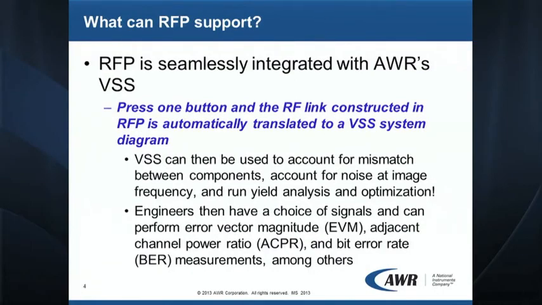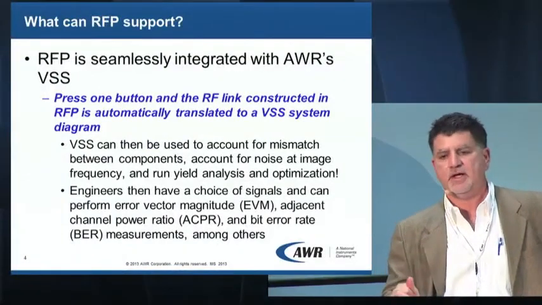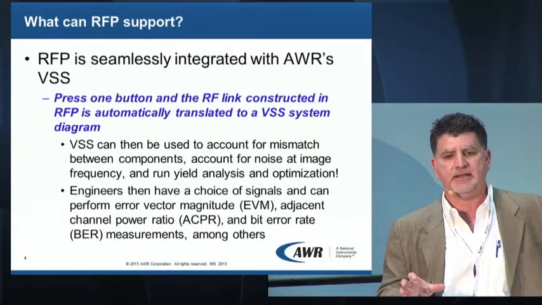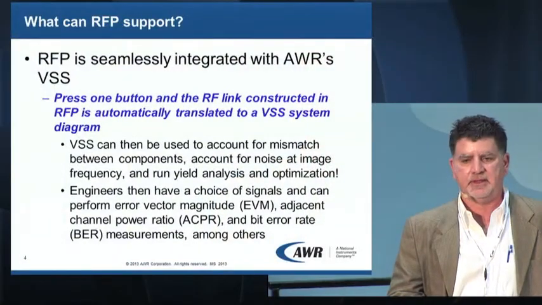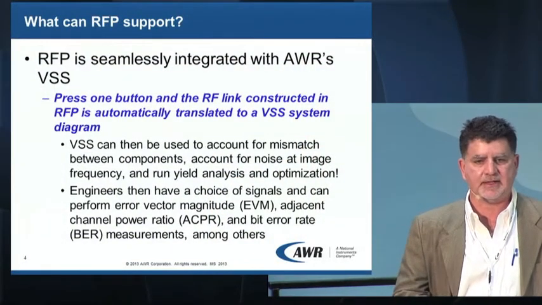And RFP is seamlessly integrated with our Visual System Simulator tool. That means you'll go from the RFP simulation engine, press one button, and we'll drop that RF link into the AWR system tool, Visual System Simulator. And from there on, you can simulate mismatch between components. You can take that same RF link that you developed and start passing modulated signals through that and make such measurements as EVM, error vector magnitude, ACPR, carrier to noise interference measurements, etc.